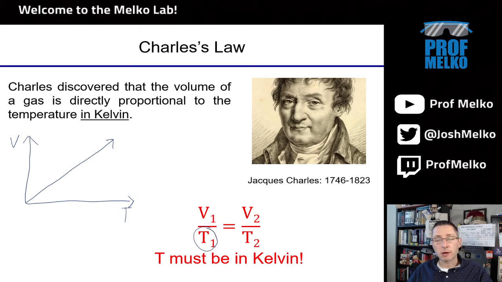Here, though, the temperature must be in Kelvin, right? So back with Boyle's law, we didn't care what the units were as long as they were the same. When it comes to temperature, there's only one unit we want to use in this lecture, and that is Kelvin. The volumes can both be milliliters, or both be liters, or both be cubic centimeters, doesn't matter. But the temperature definitely has to be Kelvin for this formula to hold. V1 over T1 equals V2 over T2.